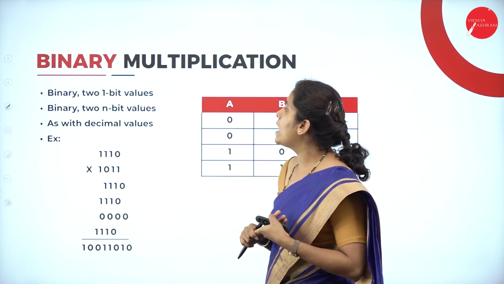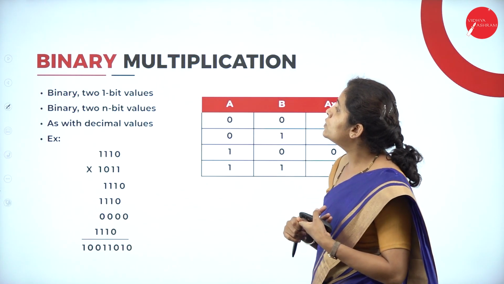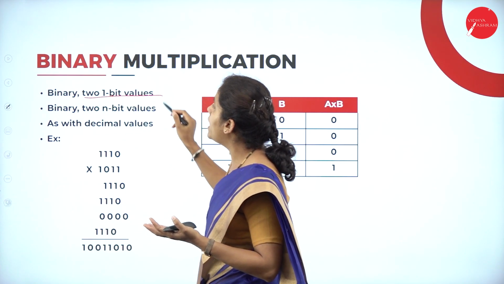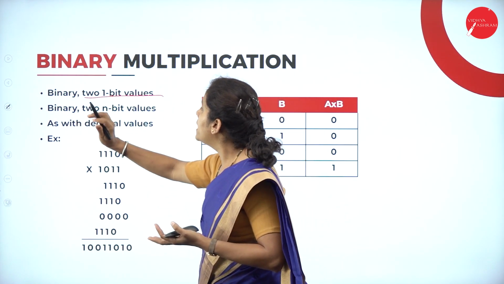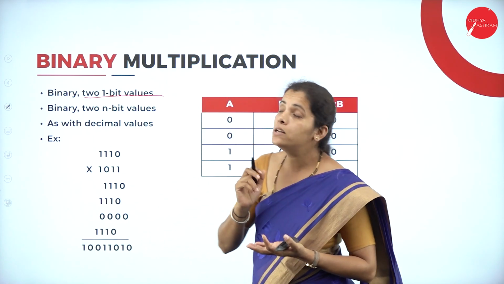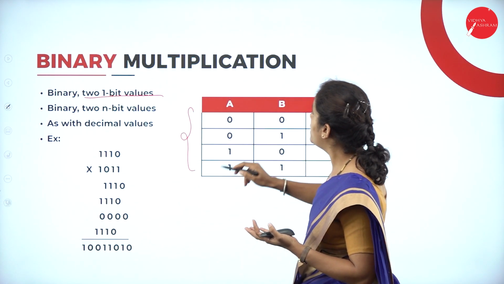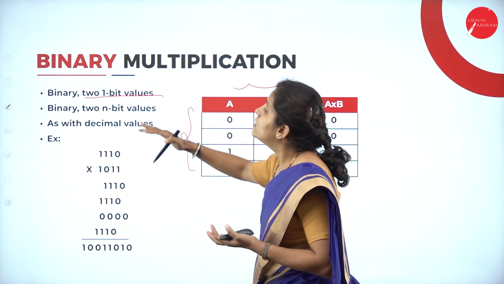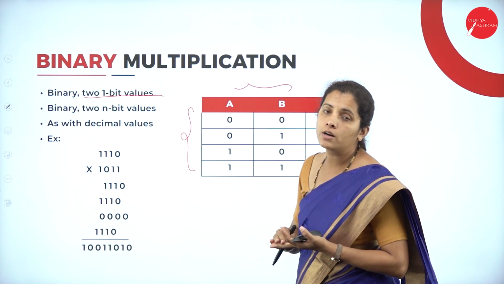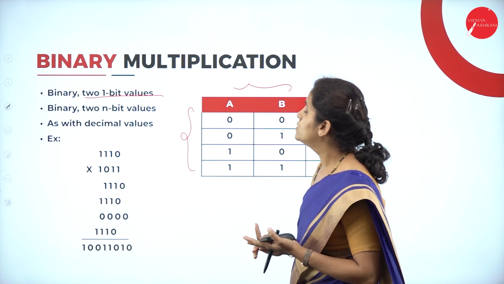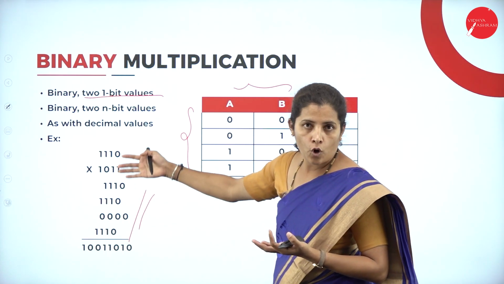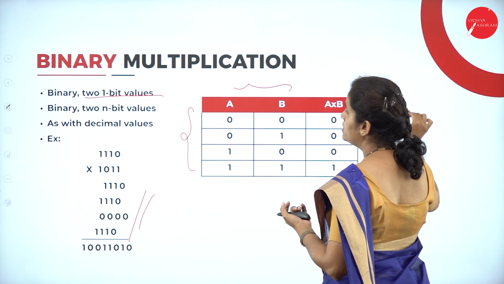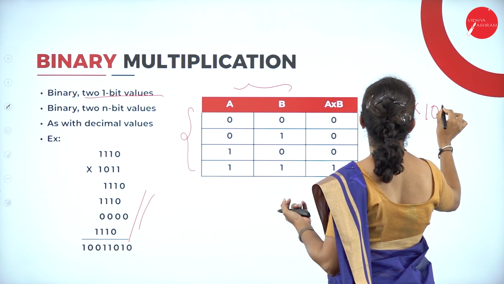Moving further, we have binary multiplication. The rule is the same. Here in binary, we are going to get 2 values, and the 2 n-bit values. Here these are the 2 possible 2-bit values. The multiplication is the same as your decimal multiplication. So this is the problem we have here. Consider it is 1110 into 101.